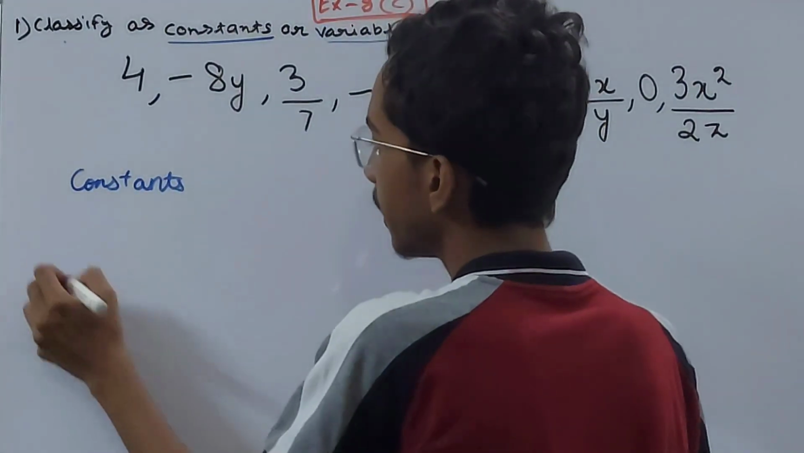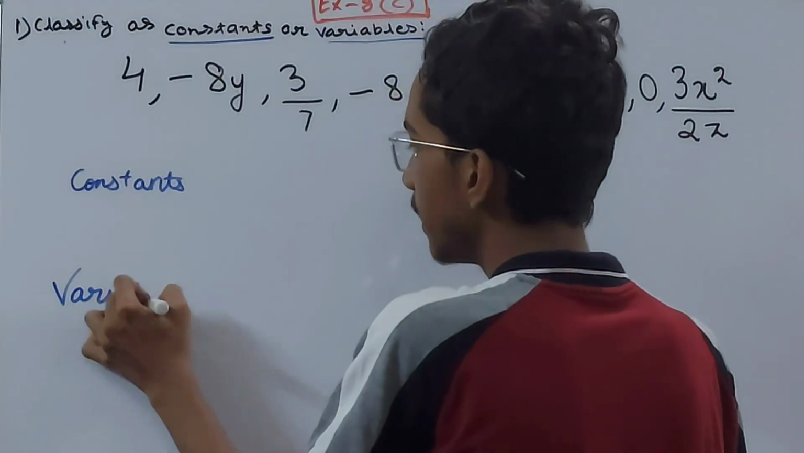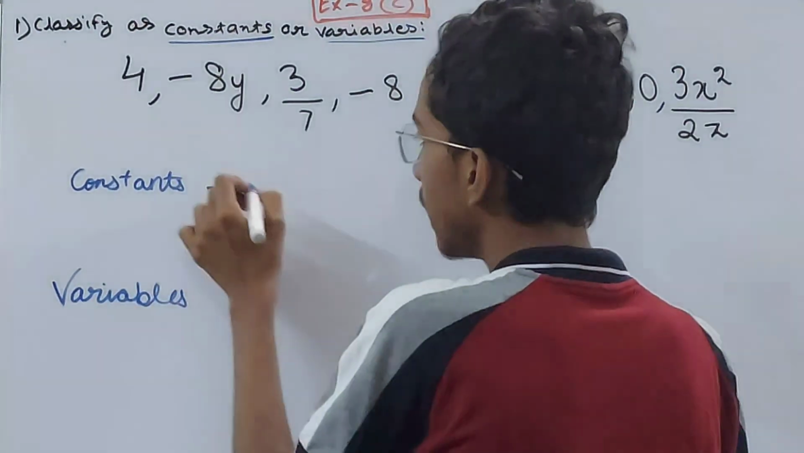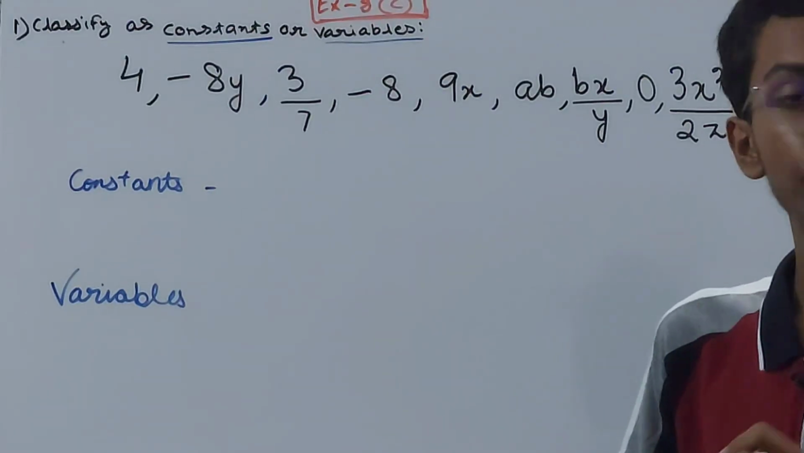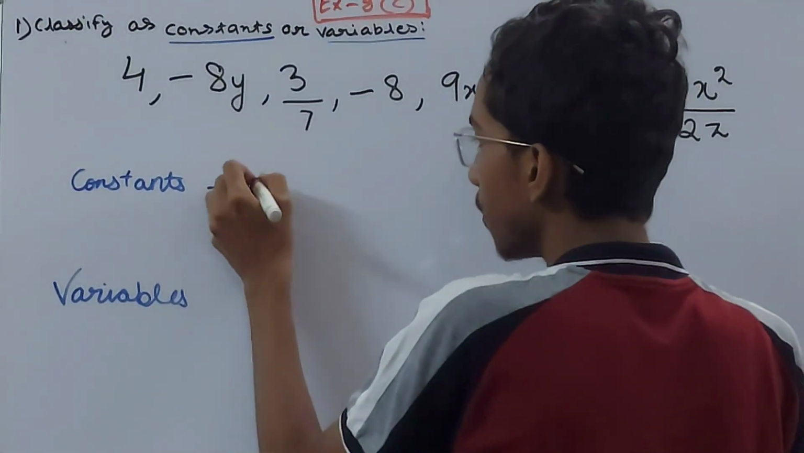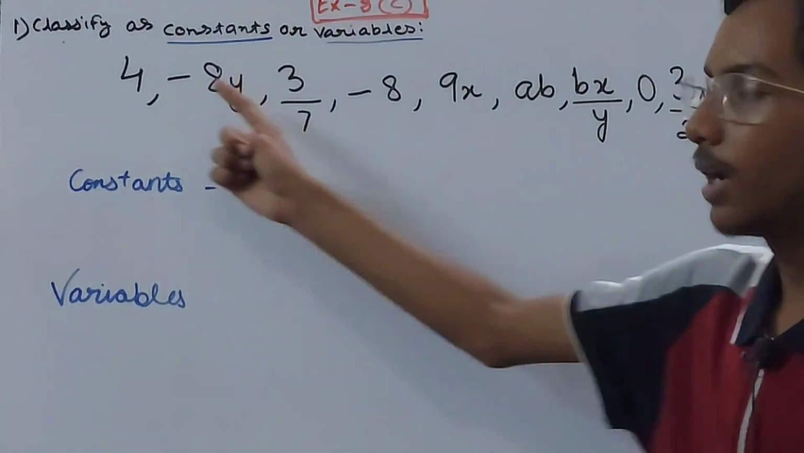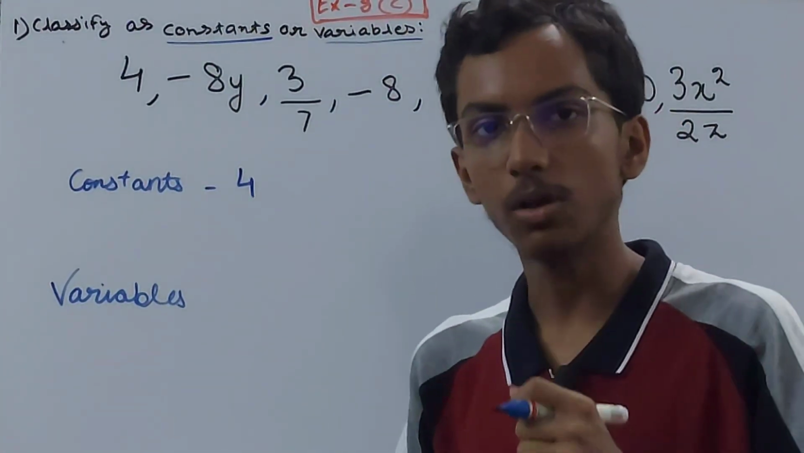Let's solve. I'll make two categories. In the first one we will be putting the constants and in the second one we will be putting the variables. So you can see now, first one is 4, again a number. If you see only a number in the expression, just put it in the constant category, you don't have to think much. Then you have minus 8y.